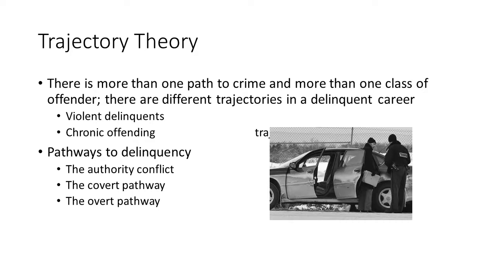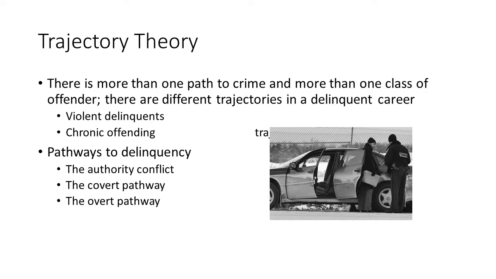The authority conflict pathway, on which subjects appear to begin quite young, as early as 3 or 4 years old. The first step, say the authors of this study, was stubborn behavior, followed by defiance around the age of 11, and authority avoidance: truancy, staying out late at night, or running away. That's one pathway. The other one was the covert pathway, which begins with minor covert acts, such as frequent lying, shoplifting, and that usually starts around the age of 10.